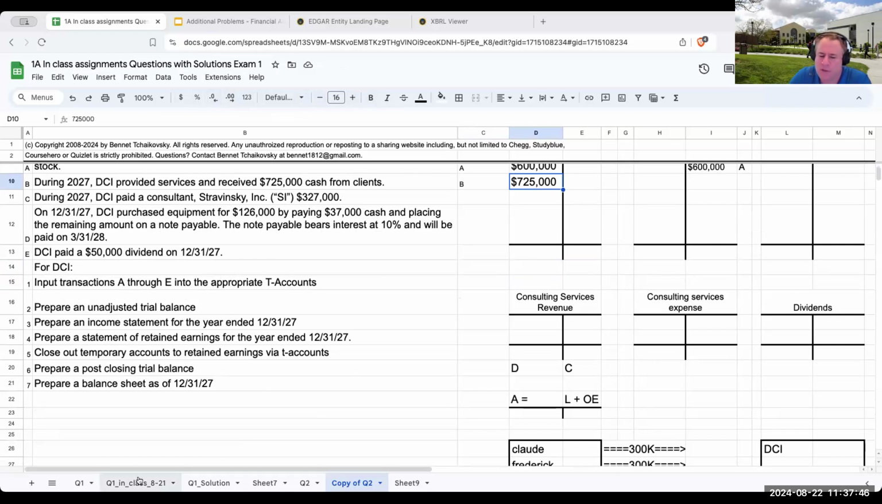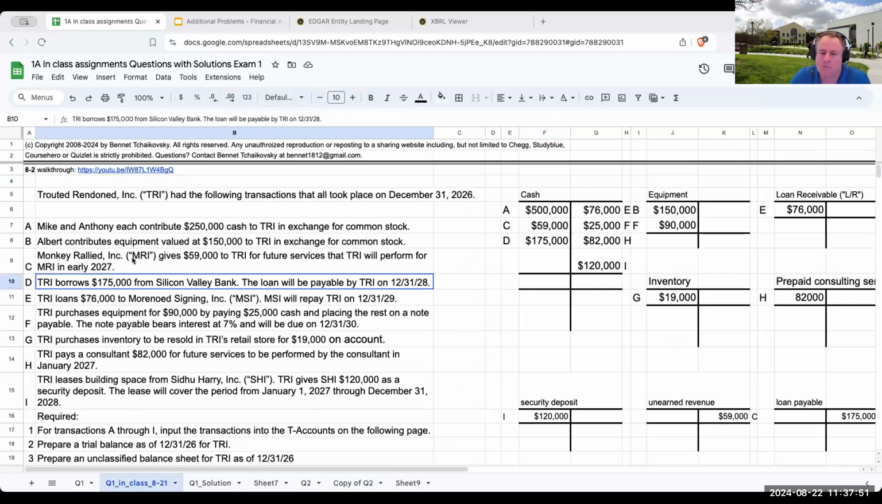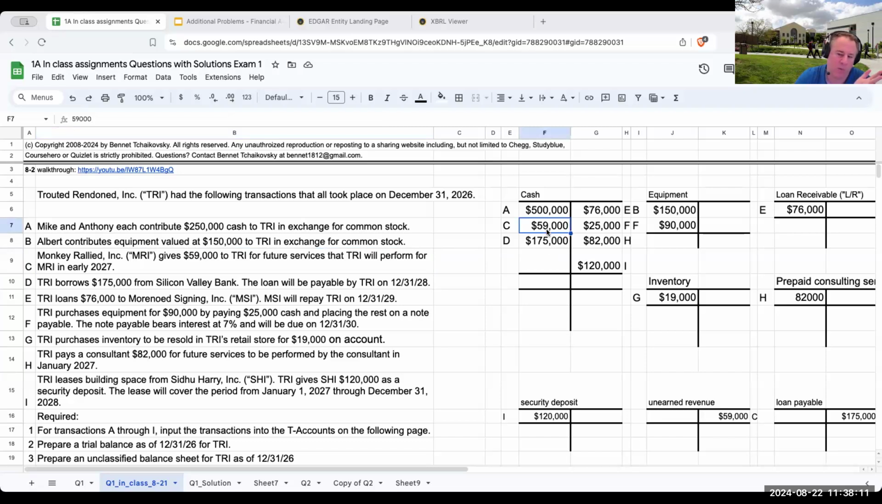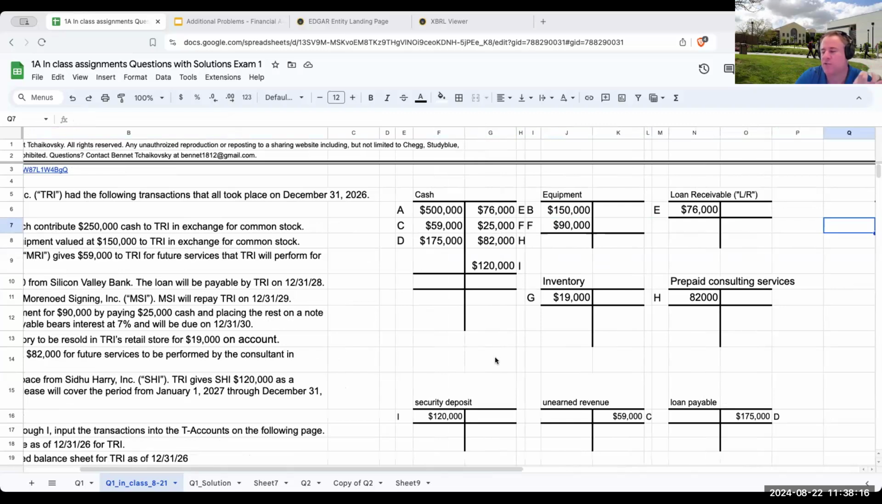Now, notice from the last question we did, which I'll link in a video below, when we look at letter C, these are transactions that took place on December 31st, 2026. Monkey Rally gave 59,000 to TRI for future services that TRI will perform in the future. So they got cash from Monkey Rally. However, it's not revenue because they haven't done the services yet. So it's something we call unearned revenue, which is a liability.